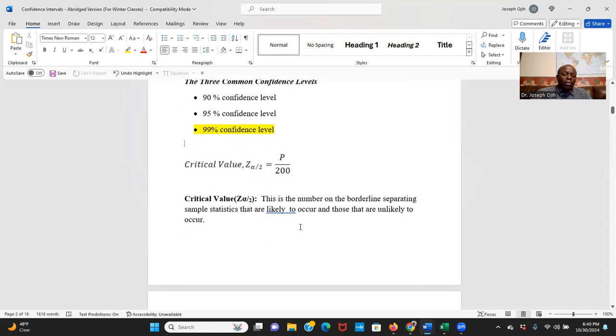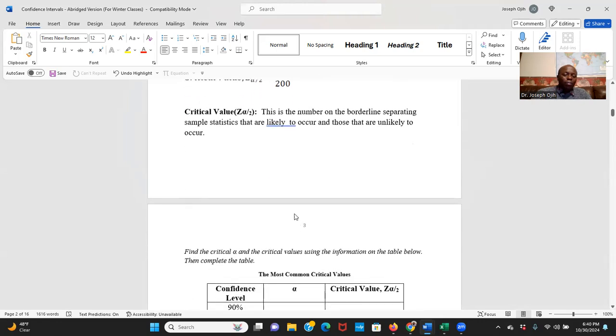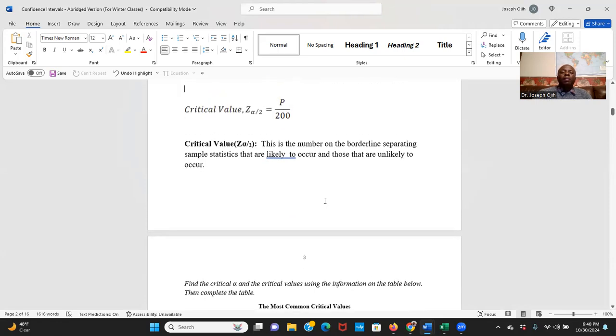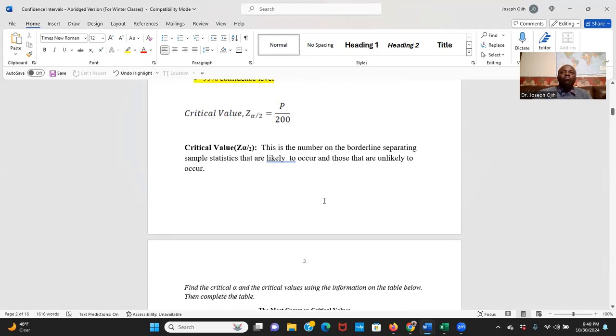So now, the critical value is the number on the borderline separating the sample statistics that are likely to occur and those that are unlikely to occur. Basically, let me put it this way.